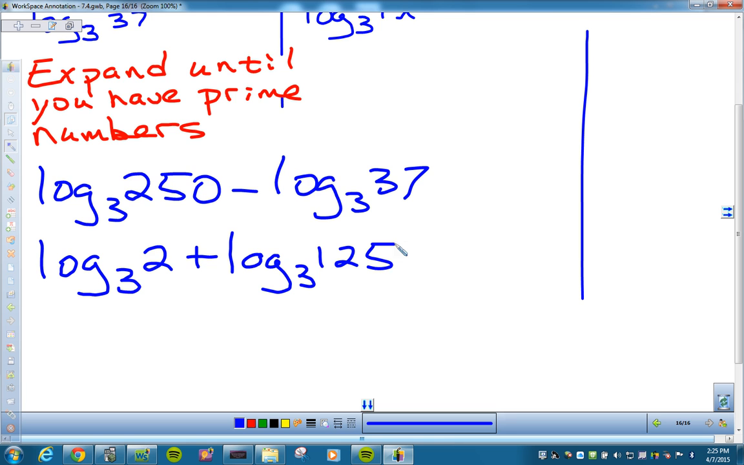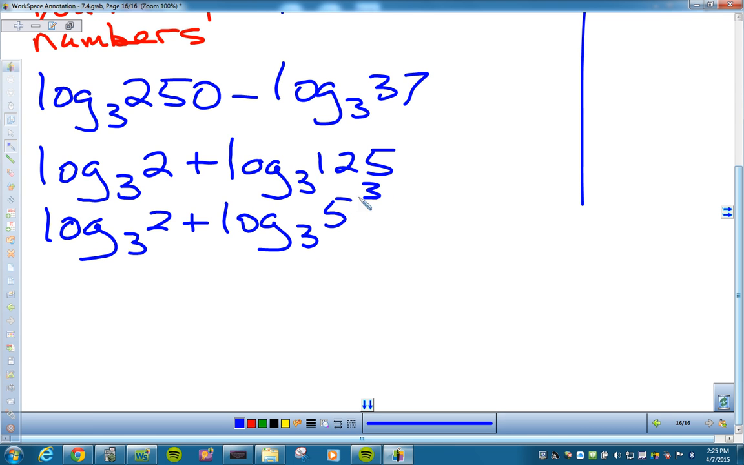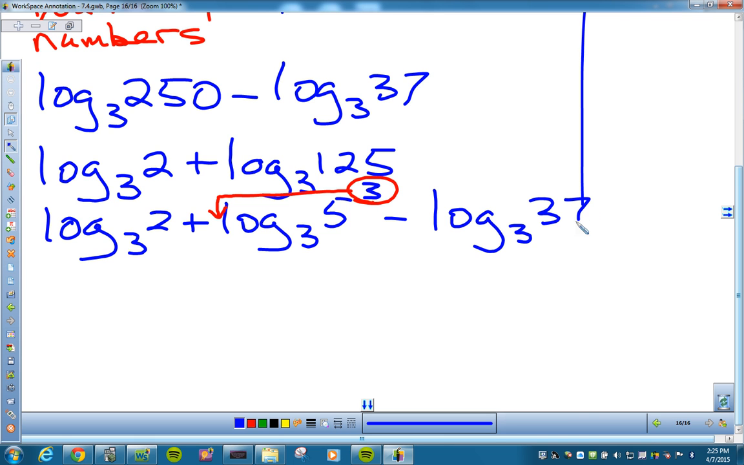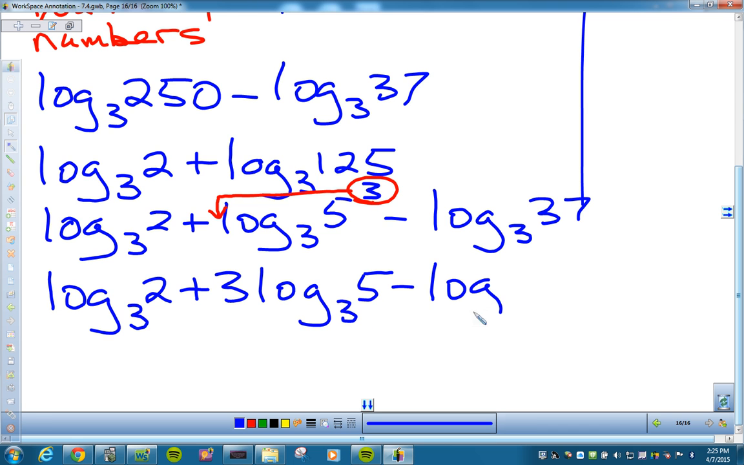So 125 is what number to what power? 5 to the 3rd. Okay? So we've got log base 3 of 2 plus log base 3 of 5 to the 3rd power. So we're going to take that 3 and write it down in front. And we still have this up here, right? So minus log base 3 of 37. So we have log base 3 of 2 plus 3 times log base 3 of 5 minus log base 3 of 37.